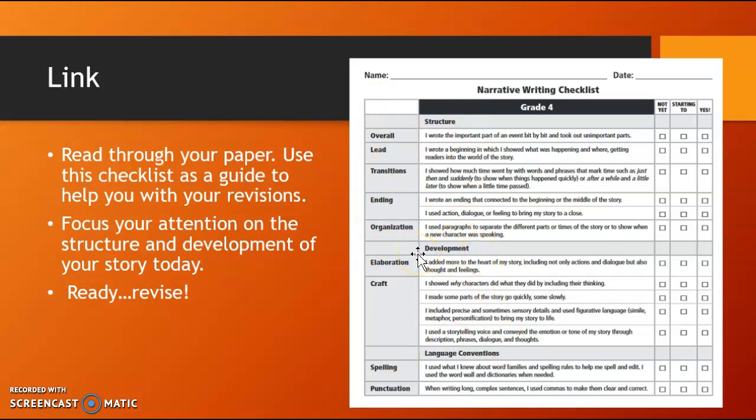Remember, your draft can be as messy as it needs to be. Arrows, crossouts, anything, different scenes on different pages, however you need it to be. But this is what we're looking for with your writing. So today you're going to take the time and you are going to revise it. So ready, set, revise.